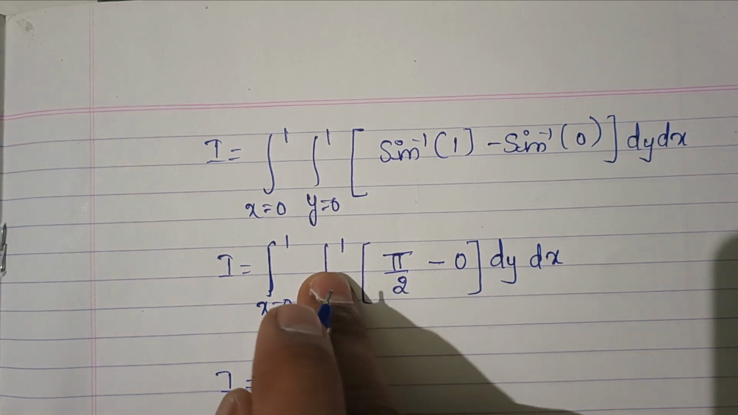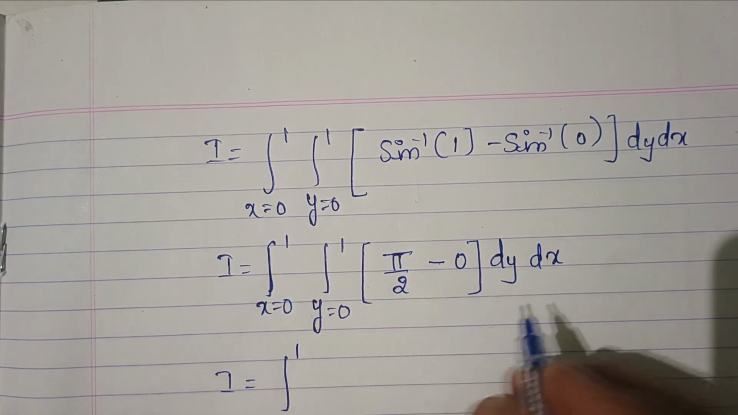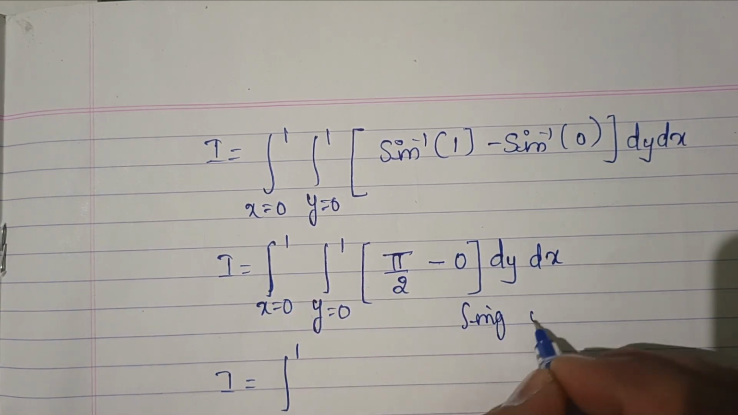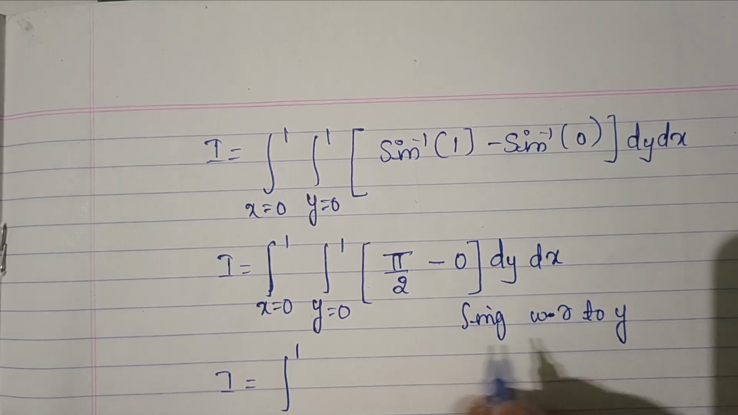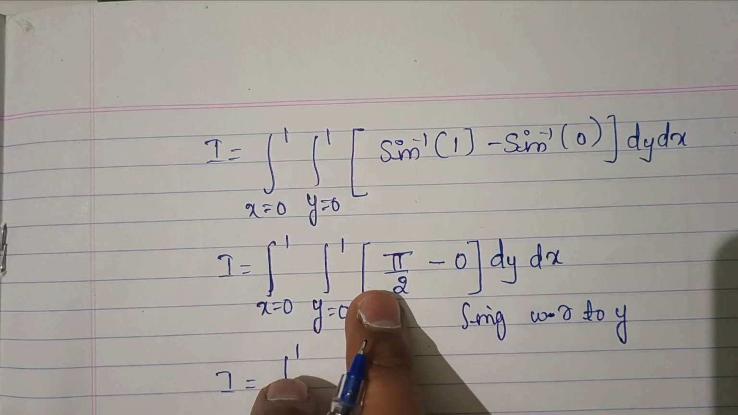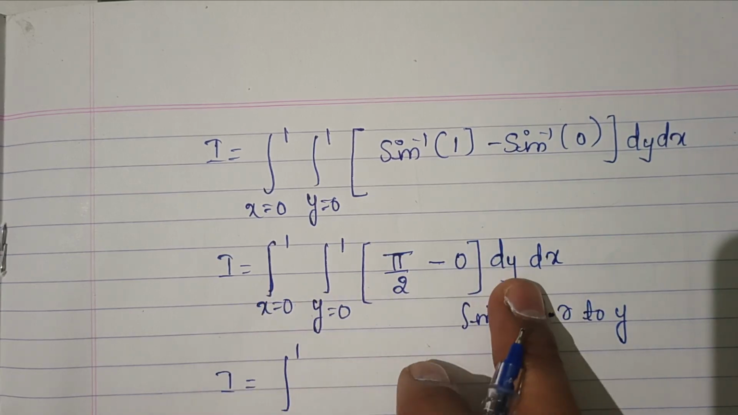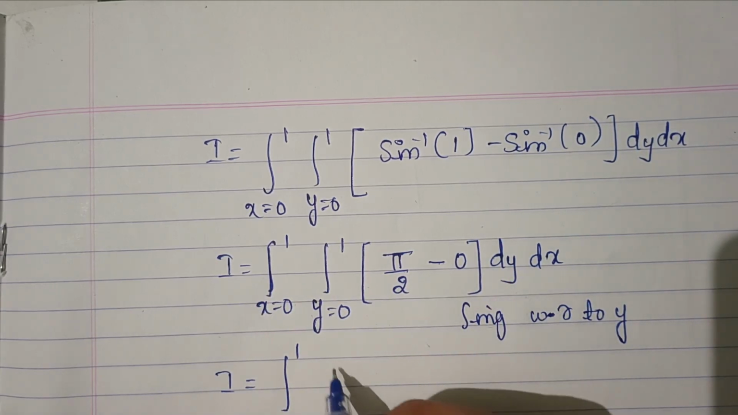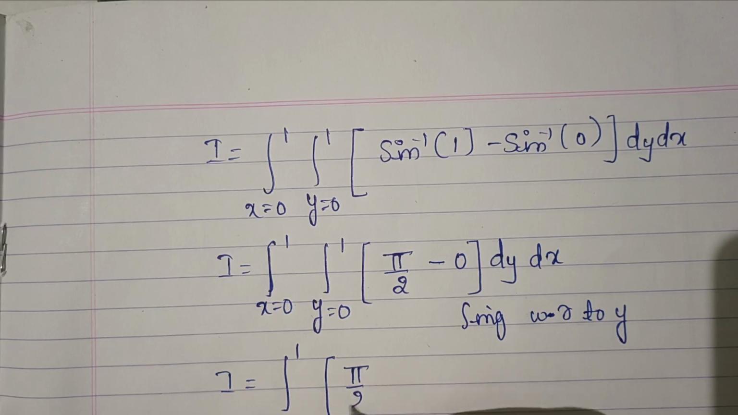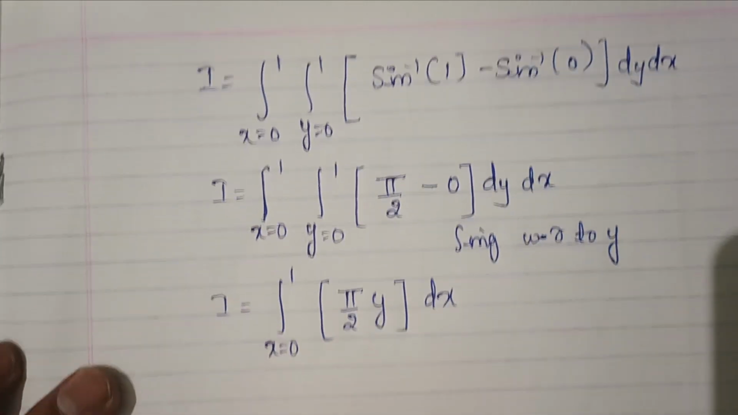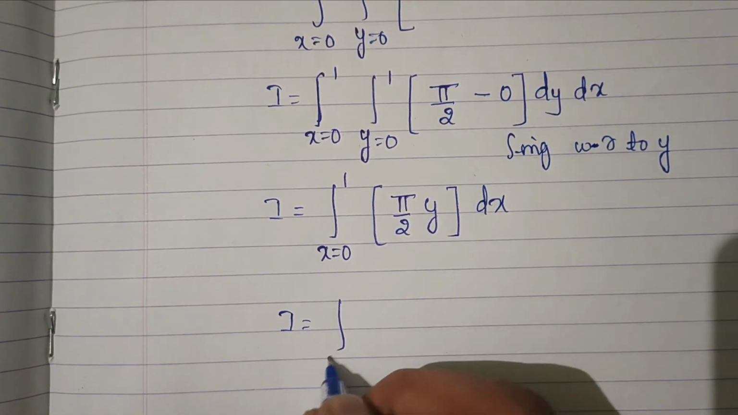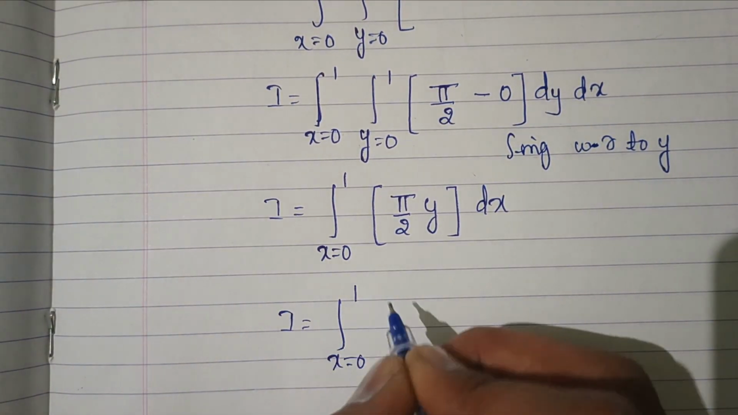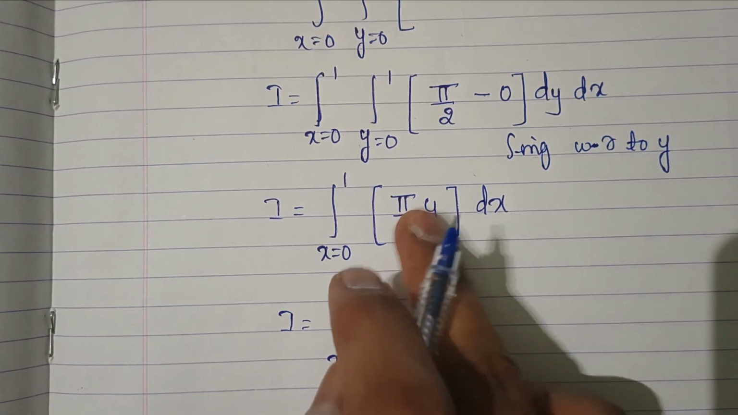Now we integrate with respect to y. The integration of dy is y only. So we get pi by 2 of the y of the dx. Next, I is equal to the integration of x from 0 to 1. Just we have to apply the limits.